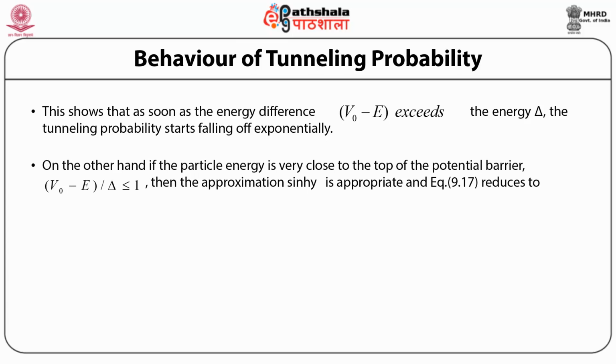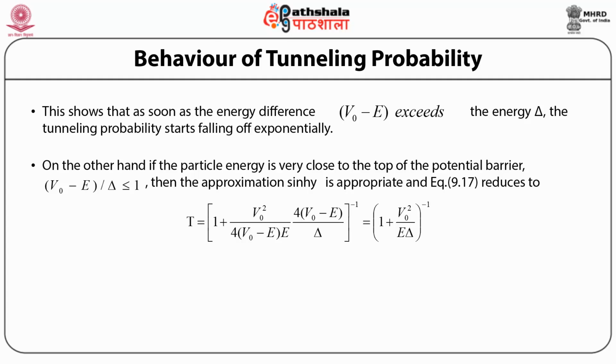On the other hand, if the particle energy is very close to the top of the potential barrier, then V naught minus E by delta is less than or equal to 1. Then the approximation for sinh y is appropriate and equation 17 reduces to T is equal to the inverse of 1 plus V naught square by 4 times V naught minus E into 4 times V naught minus E by delta. This is equal to the inverse of 1 plus V naught square by E into delta.